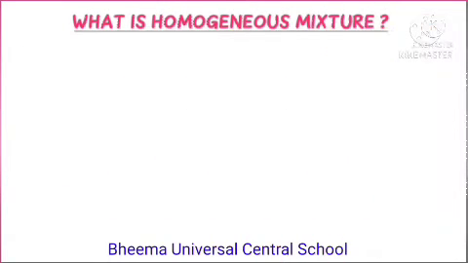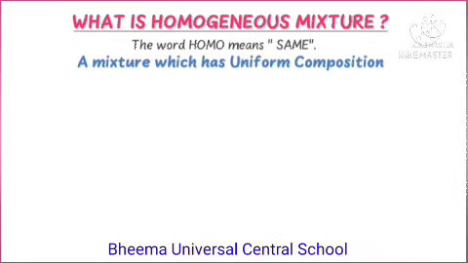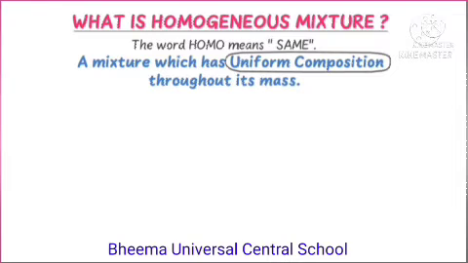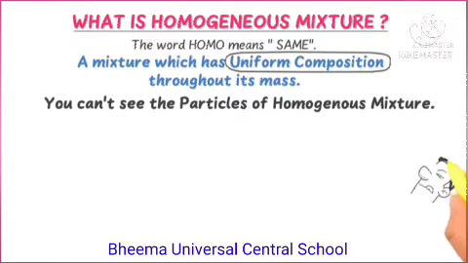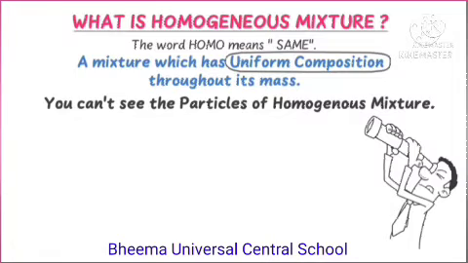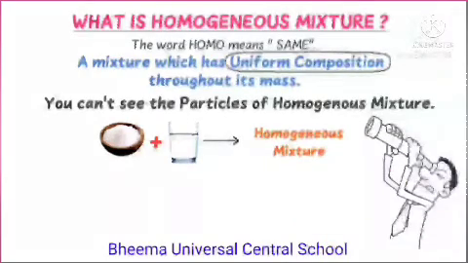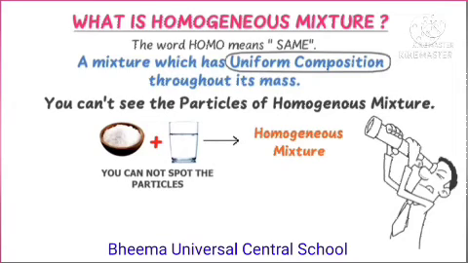Then what is a homogeneous mixture? The word homo means same. A mixture which has uniform composition throughout its mass is called a homogeneous mixture. It has uniform composition. You cannot see the particles of a homogeneous mixture with the naked eye. An example of a homogeneous mixture is if we mix table salt in water. We cannot separate the salt particles from water.